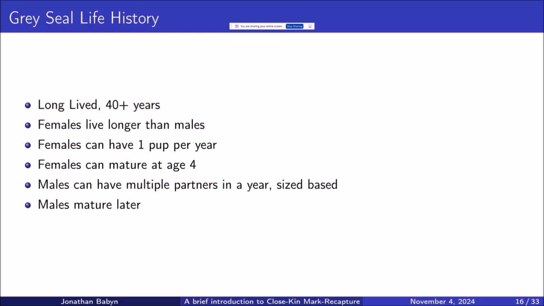And so the females tend to mature around age 4, and the males tend to mature a little bit later. And so you can hopefully see just from this that the kinship probabilities are going to vary greatly depending on the sex of the parent, as well as how they survive, right? Because the survival rate is going to be different based on the sex.